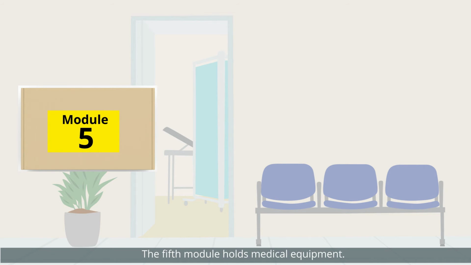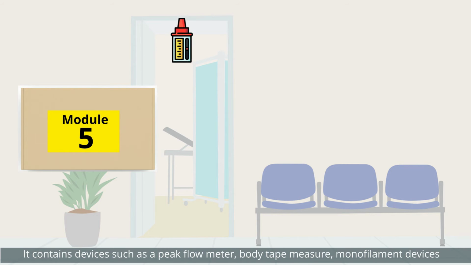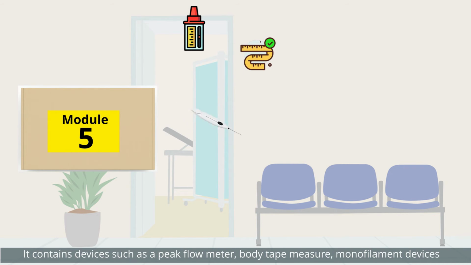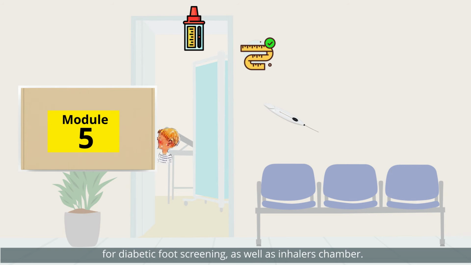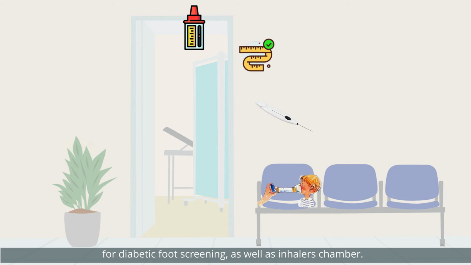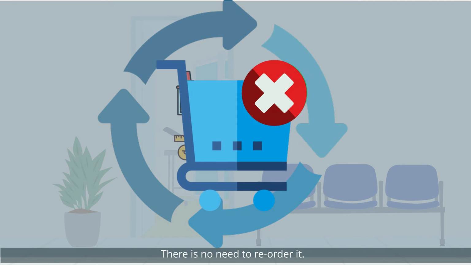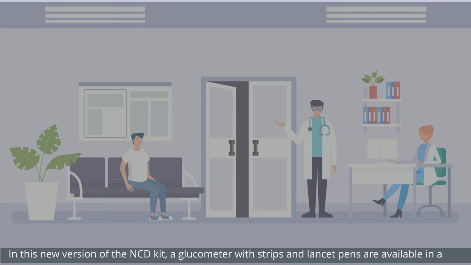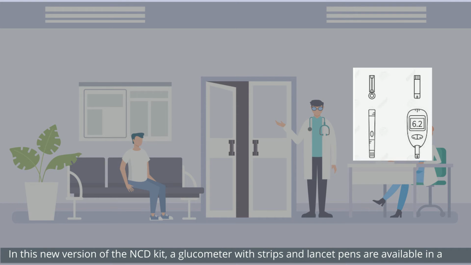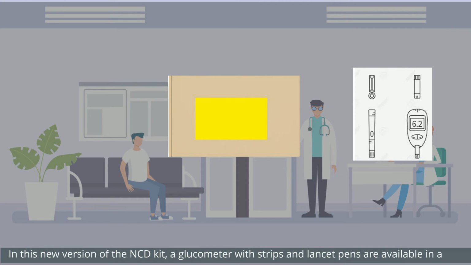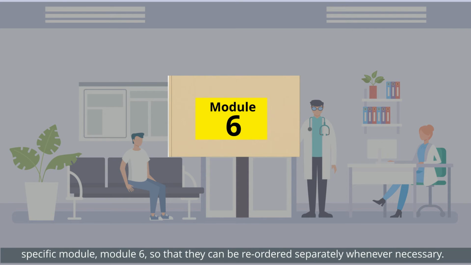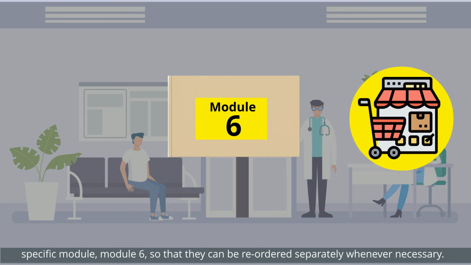The 5th module holds medical equipment. It contains devices such as a peak flow meter, body tape measure, monofilament devices for diabetic foot screening, as well as inhalers chamber. Equipment can be reused. Therefore, this module should only be ordered as initial donation. There is no need to reorder it. In this new version of the NCD kit, a glucometer with strips and lancet pens are available in a specific module, Module 6, so that they can be reordered separately whenever necessary.